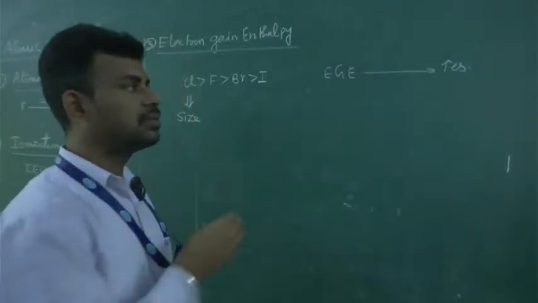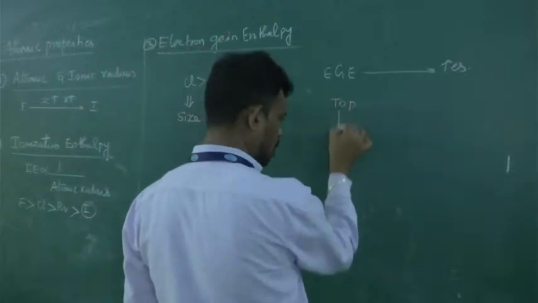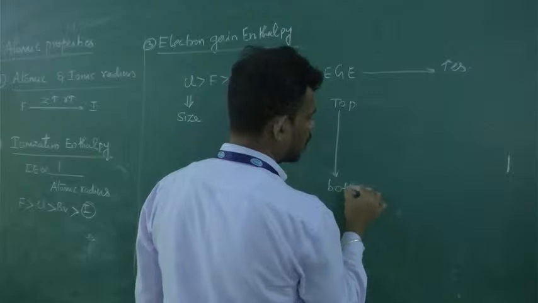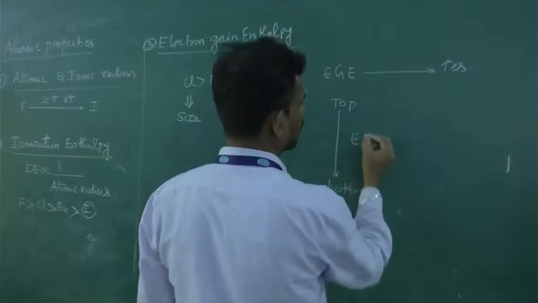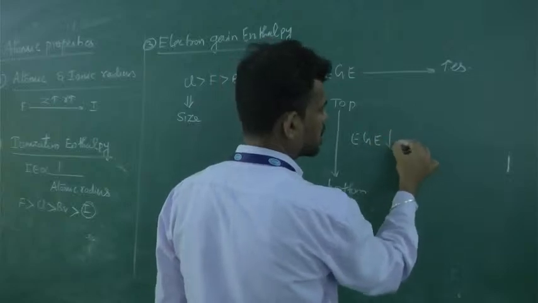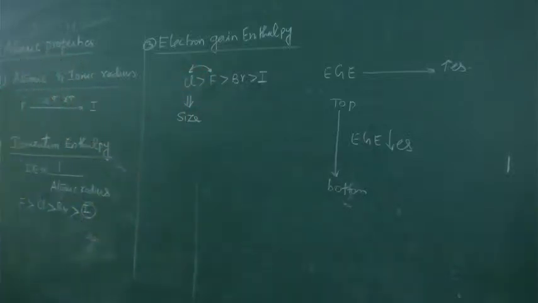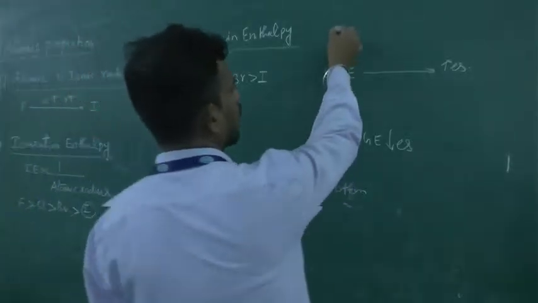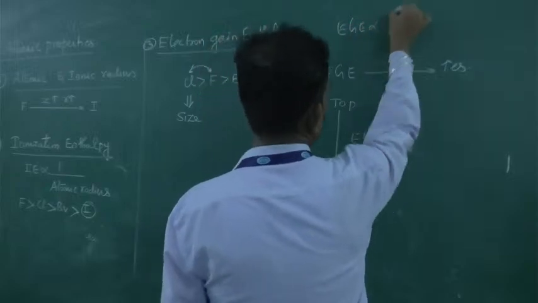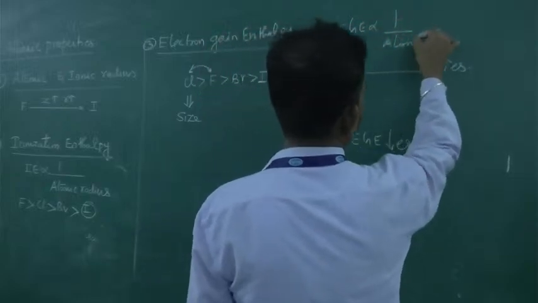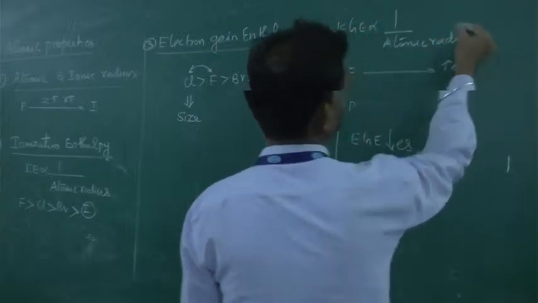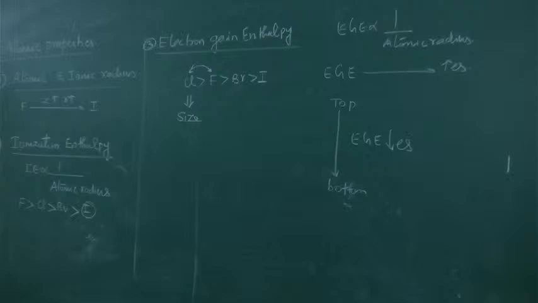Whereas down the group, top to bottom, electron gain enthalpy decreases. But there is a small change. Okay, this is the general trend, left to right. Again, this is another reason: electron gain enthalpy is inversely proportional to atomic radius or atomic size. This is going to be similar to ionization energy. Left to right it increases, down the group it decreases.